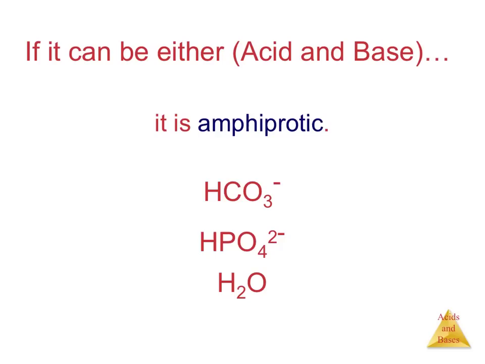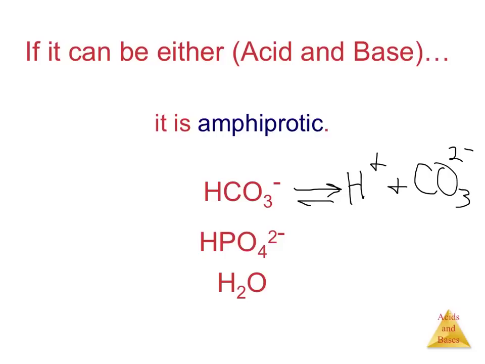Okay, if something can be either an acid or a base, we call it amphiprotic. There are 3 examples listed here of amphiprotic compounds. If it's going to react as an acid, it's going to give its H plus up, and it'll go to the acid ion plus carbonate ion. Again, this is going to be an equilibrium. We'll talk more about that later.